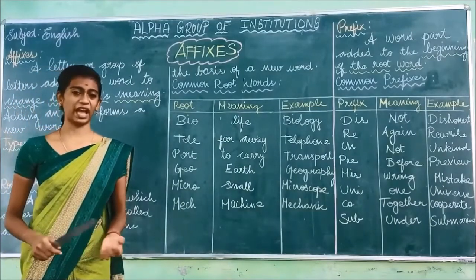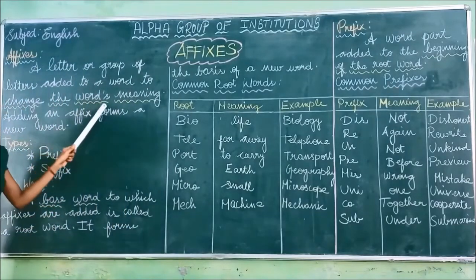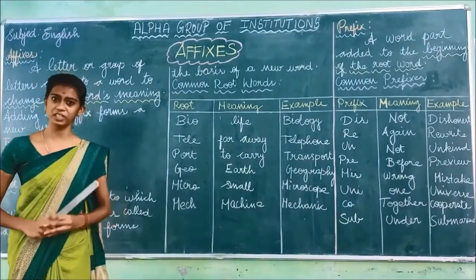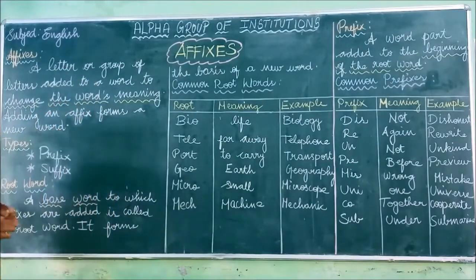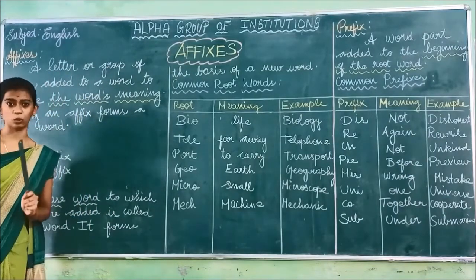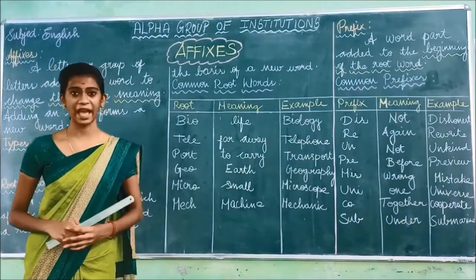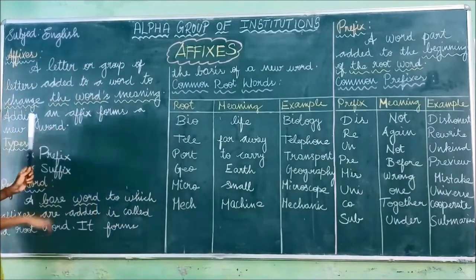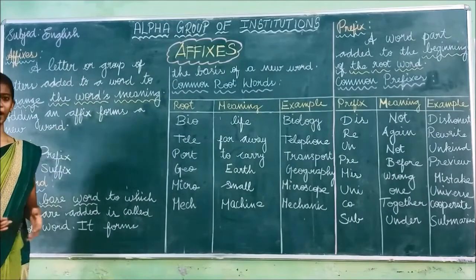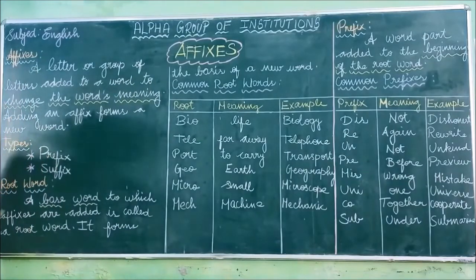If there is a word, what do we have to do? We have to add either a single letter or a group of letters to change the word's meaning. So, if we add a group of letters, the word's meaning has to change. Adding an affix forms a new word. If we add a few letters, the meaning of the word changes, and that is called affixes.